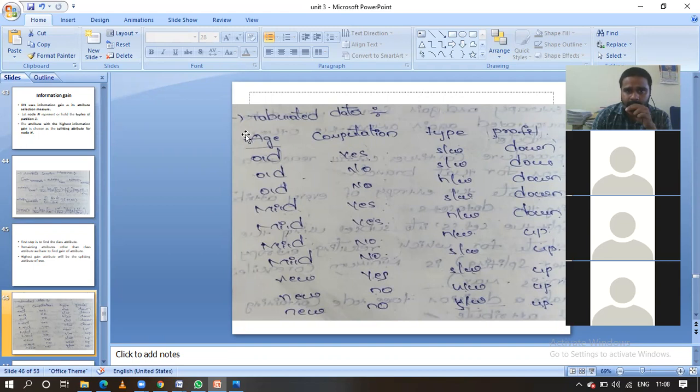All the remaining ones will be the attribute set, guys. Age is one attribute, computation is one attribute, and type is one attribute. Setting aside the target attribute, the remaining attributes we are going to make as the candidate attribute set. In these three things, which one we have to make as the root attribute, that is where the process begins.